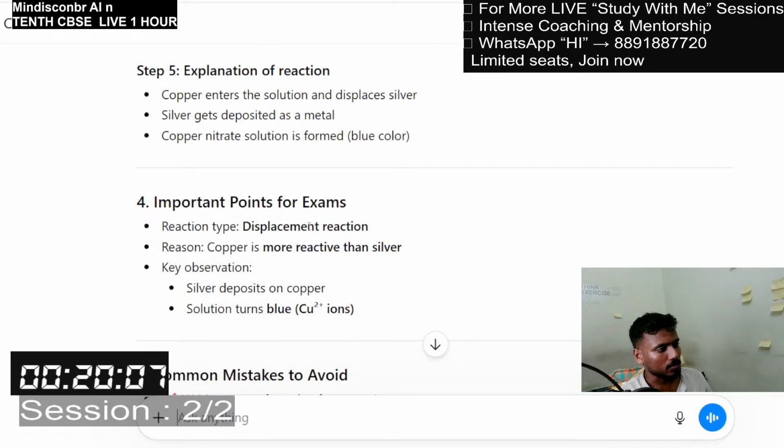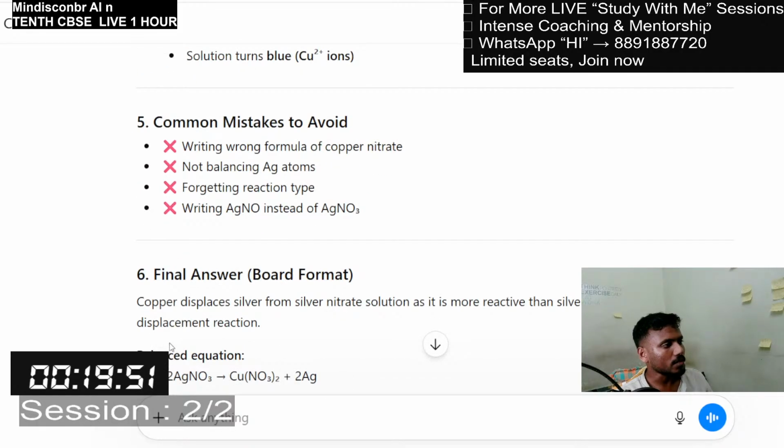Important points for exams. Reaction type: it is an example of a displacement reaction, because copper is more reactive than silver. Key observation: silver deposits on copper, and the solution turns blue because of the formation of Cu2+ ions. Common mistakes to avoid are writing the wrong formula of copper nitrate, not balancing silver atoms, forgetting the reaction type, and also writing AgNO instead of AgNO3.